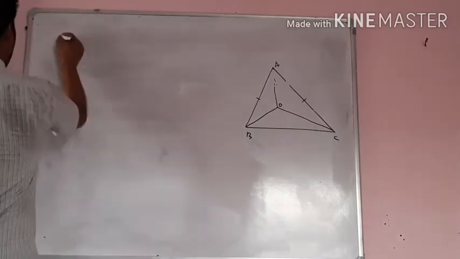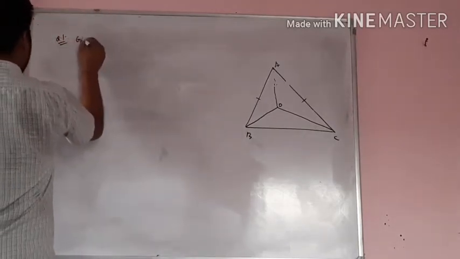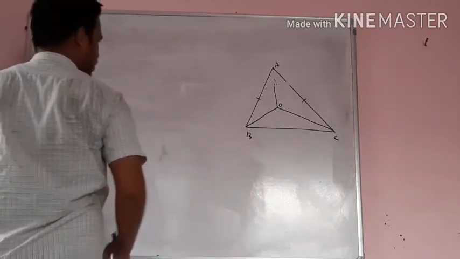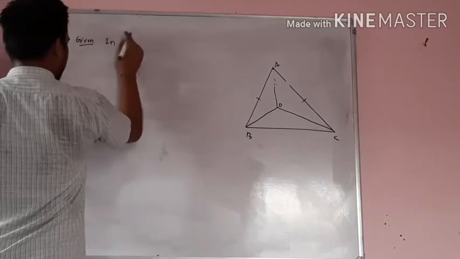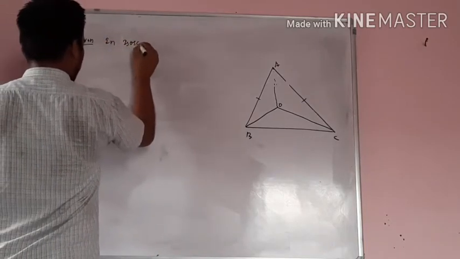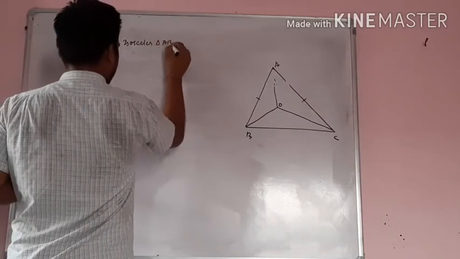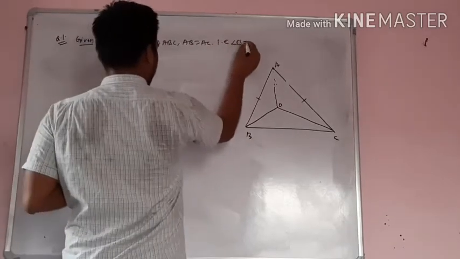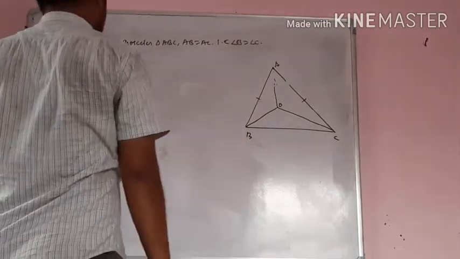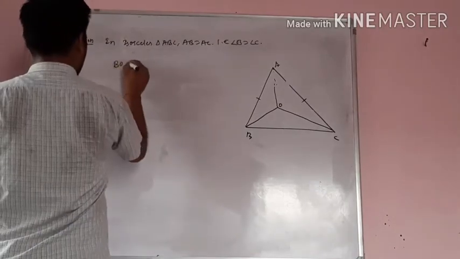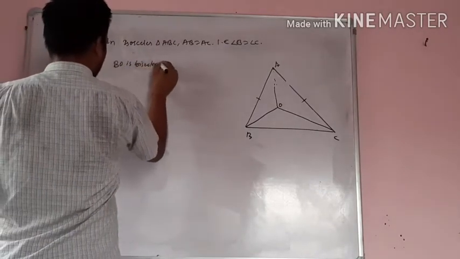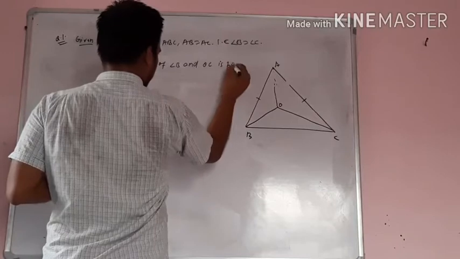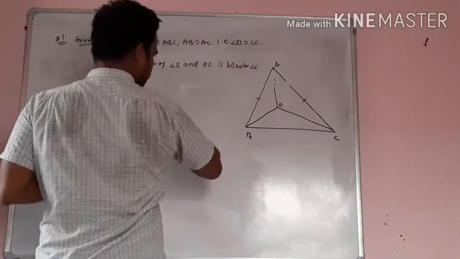So question number 1, what is given? Given is that in isosceles triangle ABC, AB equals to AC, that is angle B equals to angle C. BO is the bisector of angle B and OC is the bisector of angle C.